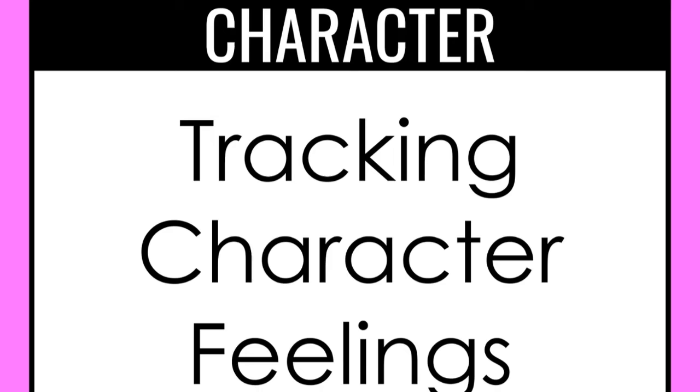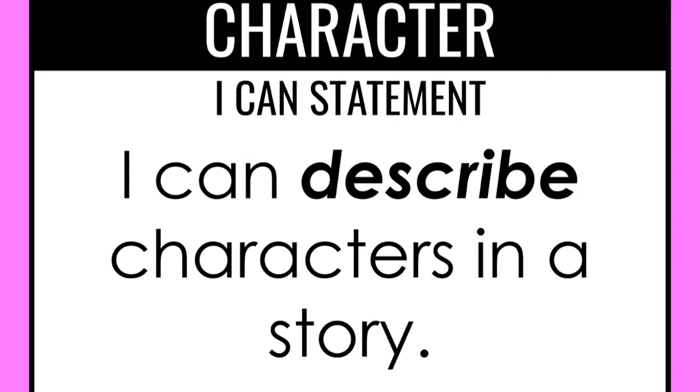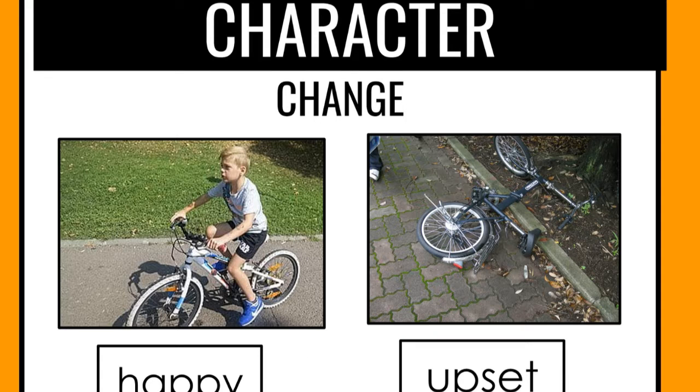We are going to learn to track character feelings. Our target for today is I can describe characters in a story. When something happens to you that is fun, like you learn to ride a bike by yourself, chances are you are smiling and very happy. When something goes wrong, someone teases you, or your bike breaks, or you fall off your bike, chances are you feel upset. Your feelings change.